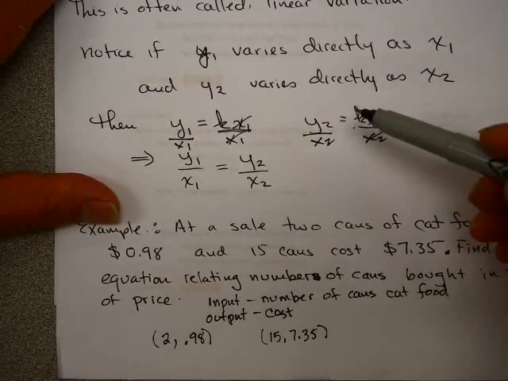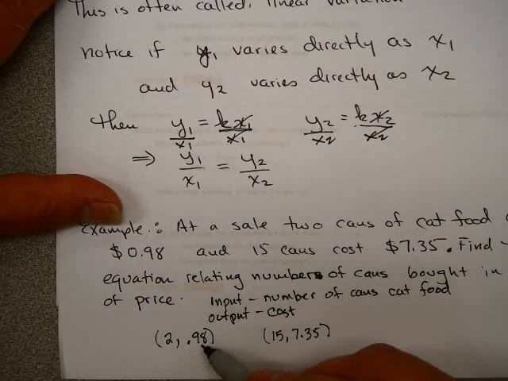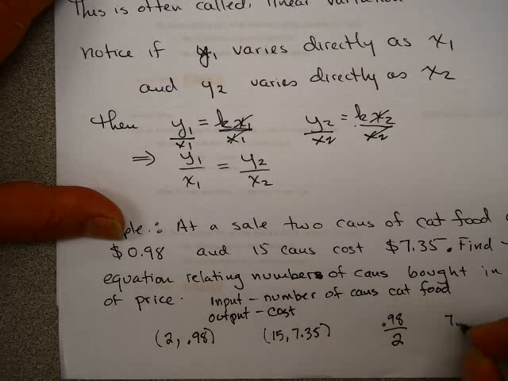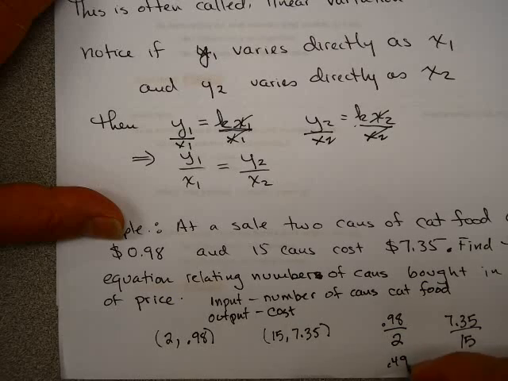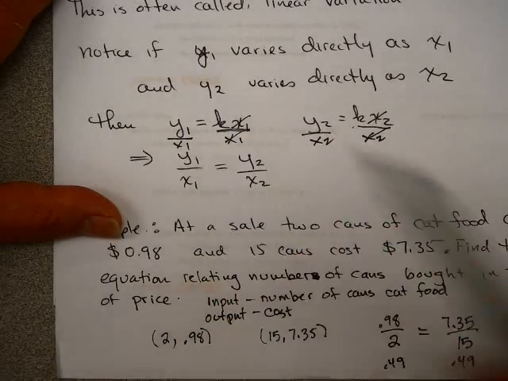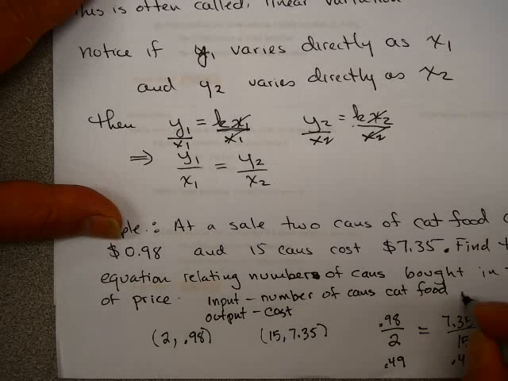Now, according to this right here, if I can just set up a variation, I'm going to look at 0.98 over 2 and 7.35 over 15. Are these the same? Well, I'll go over to my calculator and I'll figure that out. 0.98 divided by 2 is 0.49, and 7.35 divided by 15 is 0.49. So yes, these are the same. And in addition, 0.49 is this constant of variation. So I could write my equation as y equals 0.49x.